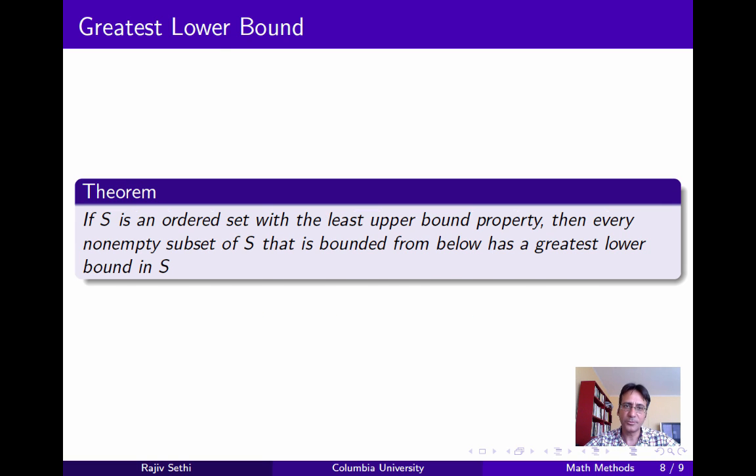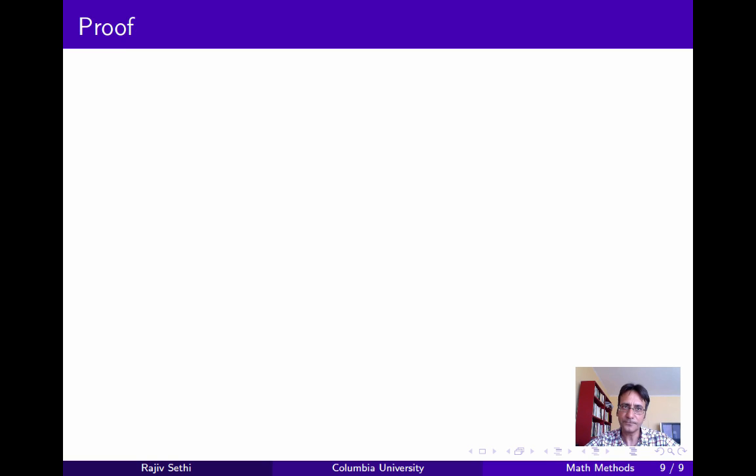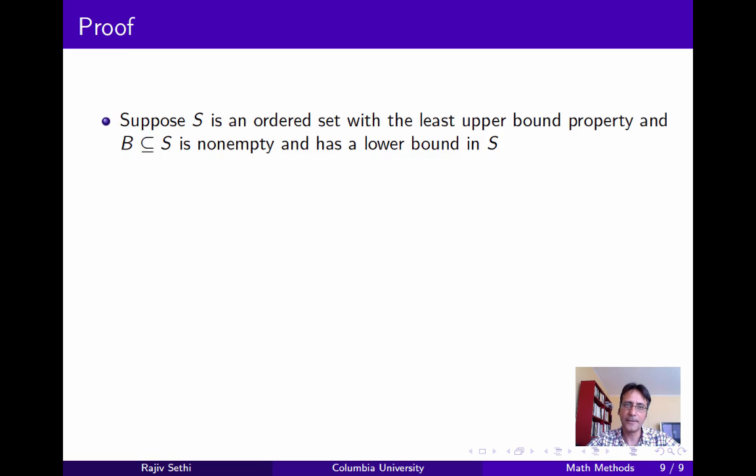Now here's the main result we want to prove in this segment. If S is an ordered set with the least upper bound property, then every non-empty subset of S that's bounded from below has a greatest lower bound. In other words, if a set has the least upper bound property, it also has what might be called a greatest lower bound property. And I'll sketch out the proof with some missing steps that you should fill in.